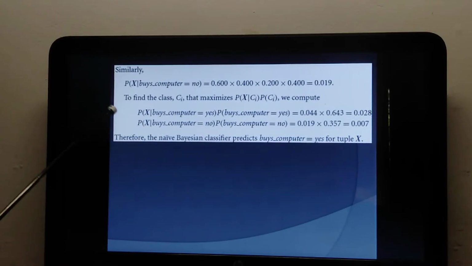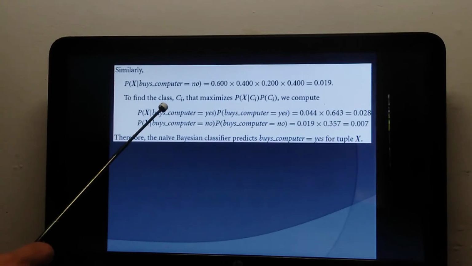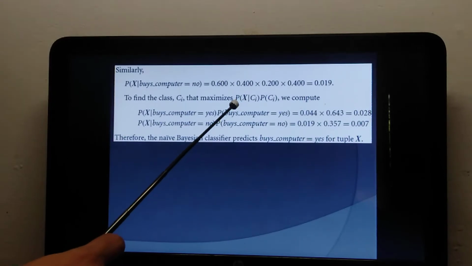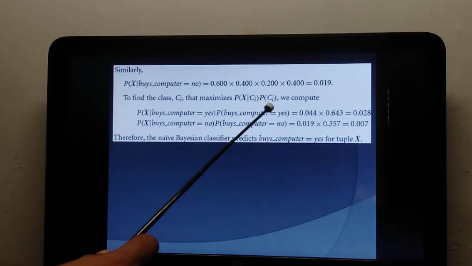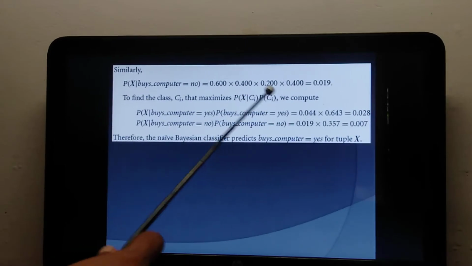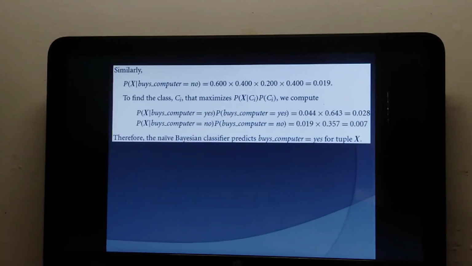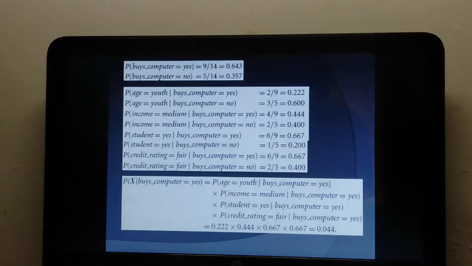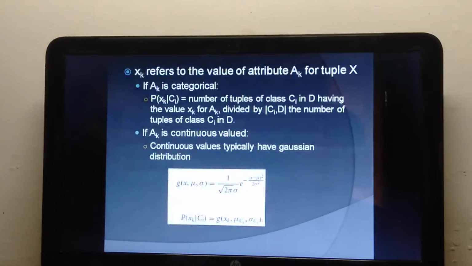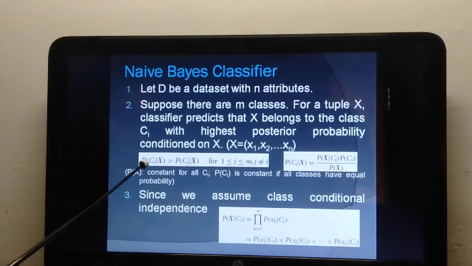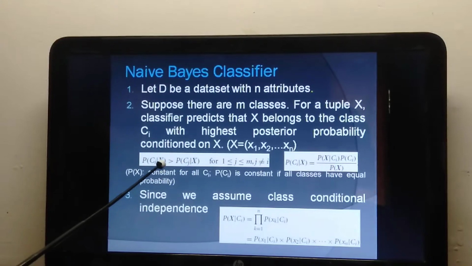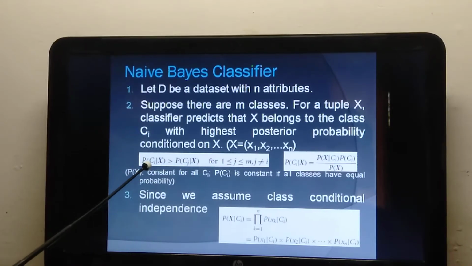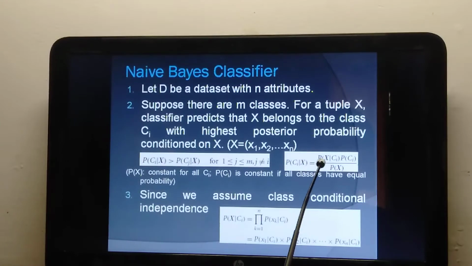Now we look to find the class Ci that maximizes the probability of X given Ci times the probability of Ci, because this is our Bayes equation. If you look at the equation, we are supposed to find out the probability of the class given X. So to find the probability of the class given X, we have to maximize the probability of X given Ci into the probability of Ci. So this is what we have to maximize.